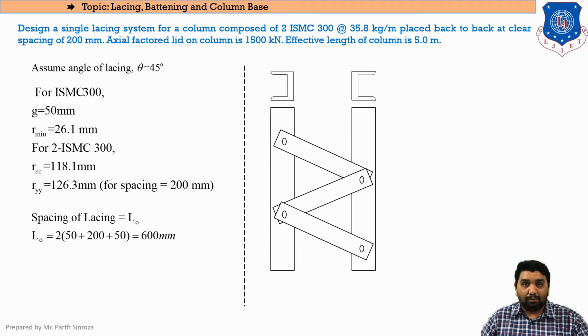Here I have mentioned one bolt, but at the end we need to always find whether we'll be providing one number of bolt, two number of bolt, or three number of bolt in this case. Clear? So here the bolted connection will be used, and now we'll be finding the spacing of lacing.